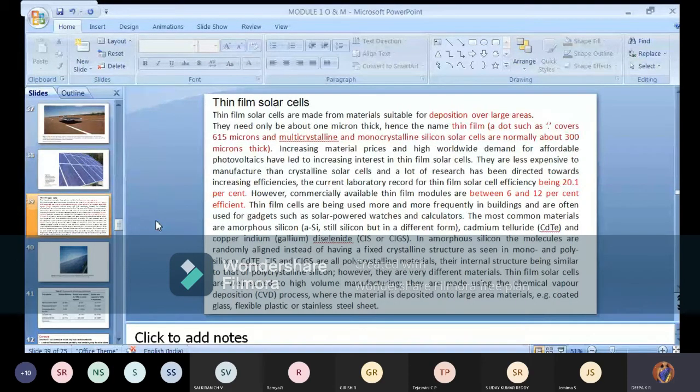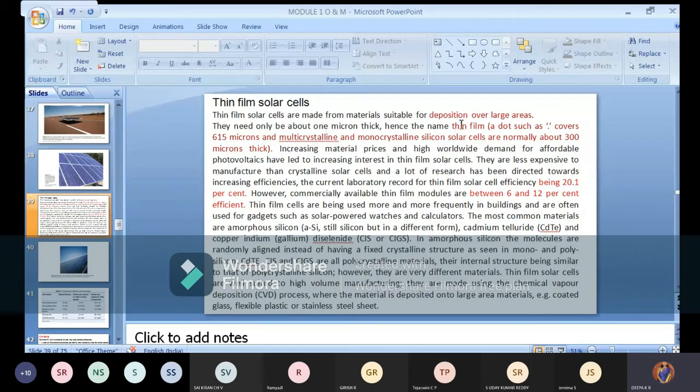Then we are going for thin film solar cells. But I have told mono, multi, and amorphous. Which is that amorphous? We'll see that. So thin film solar cells are made from material suitable for deposition over large areas, and they need only about 1 micron thickness. So what is that called? Thin film. So what is the thickness they are using?